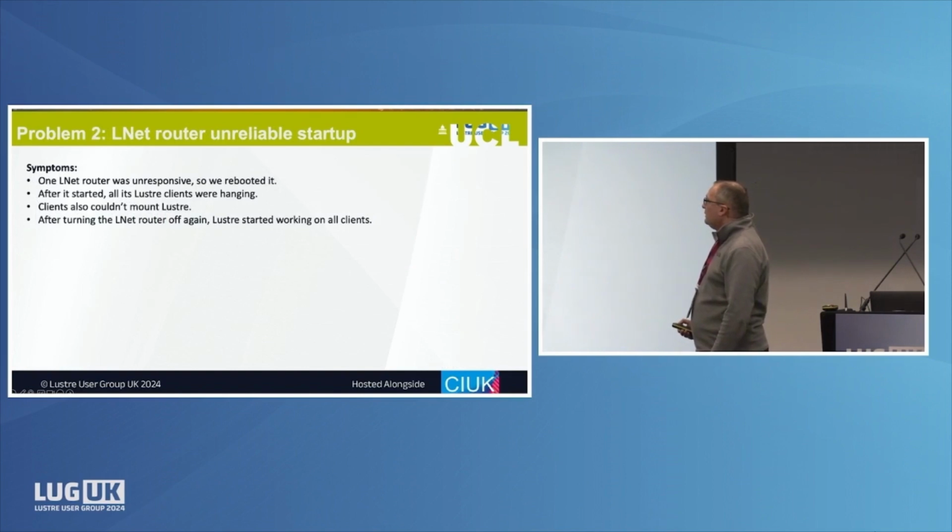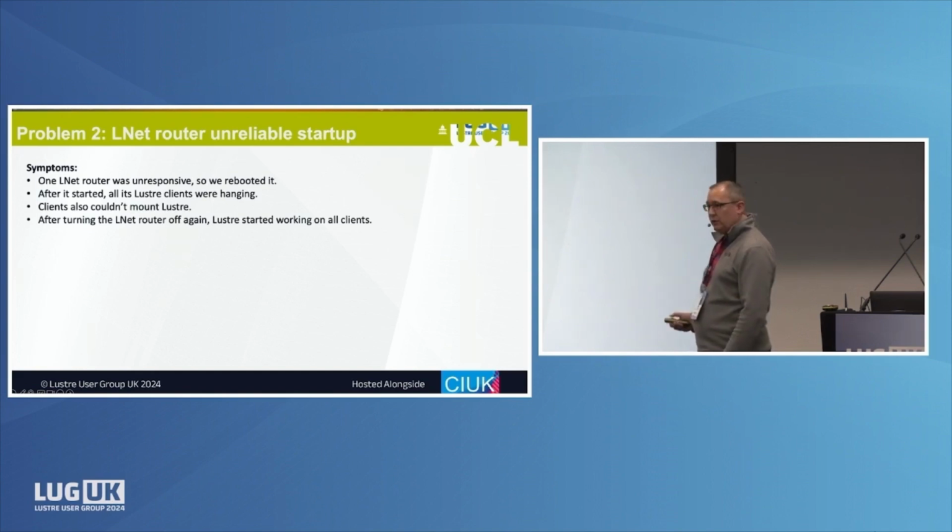Another problem that we encountered is that the LNet routers, as configured, showed quite unreliable startup behavior. So what we saw one day was that we found one LNet router being unresponsive, so we rebooted it. Well, before we rebooted it, everything was fine, because we have a pair of redundant LNet routers, so Lustre traffic was fine. So we just rebooted the second one, which was kind of offline for some reason. It starts up, and suddenly all the Lustre clients were hanging.